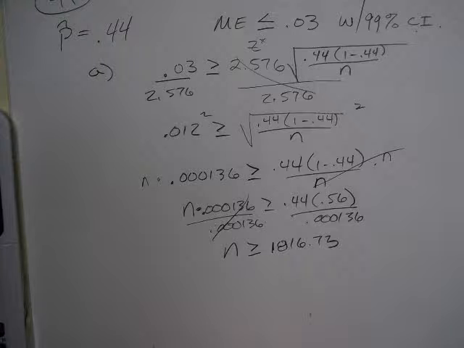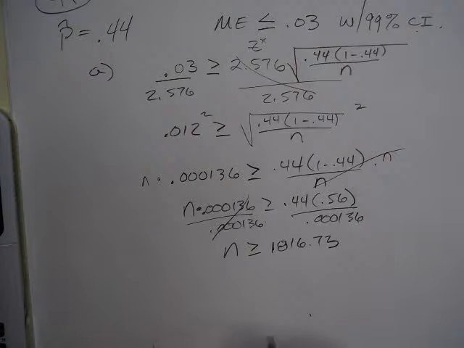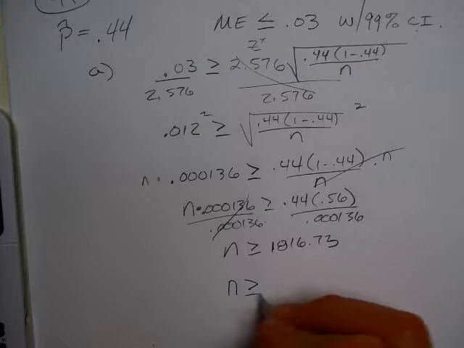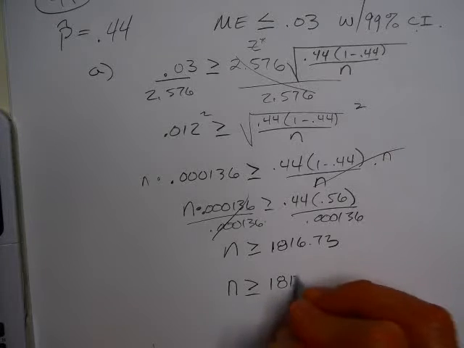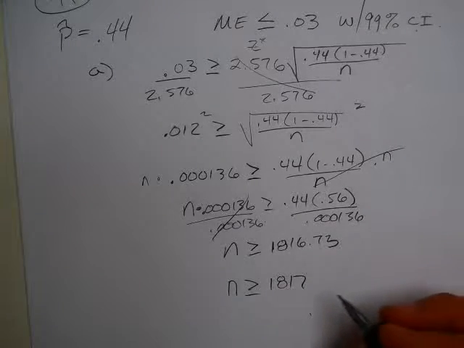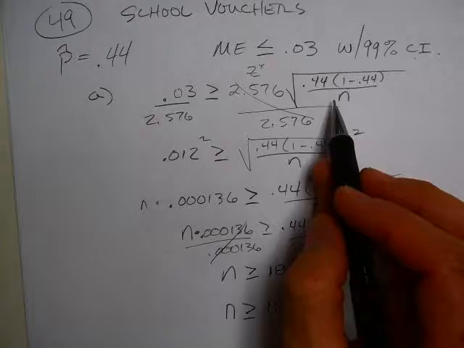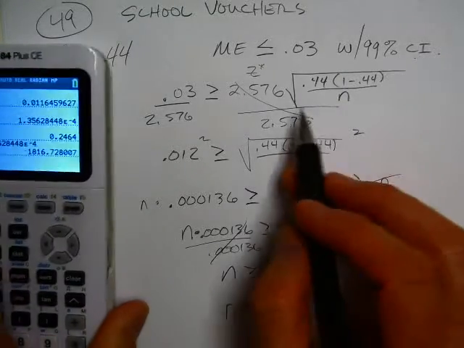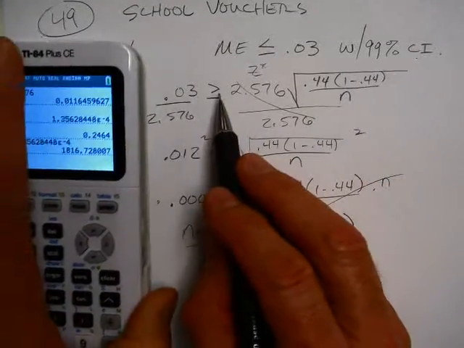Which one do we do? Round up. Round up? Is it still going to make our inequality true? I don't know. Let's see. So we're going to say that n has to be greater than or equal to 1817. Let's check it. If I put in 1817 here, do I get a value that's less than 0.03?